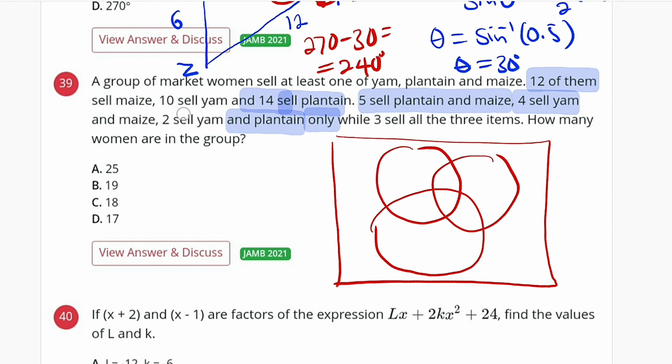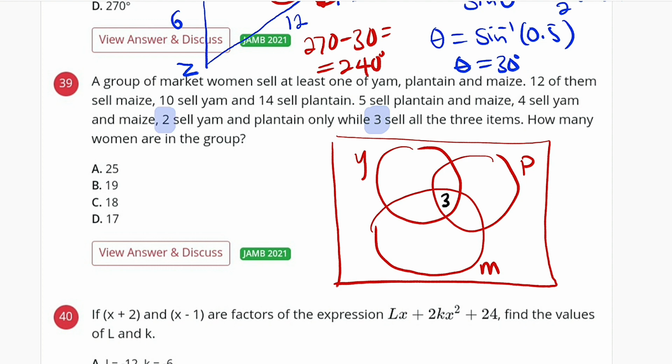So let me show you, because I realize we have only 3 categories of business here. We have those that sell yam, so let me call this Y. This is plantain, P. And the last one we have M for maize. So it is always recommended to start inputting the values from the last value. So the last one, we have 3. These 3 represent the number of women that sell all the 3 items. So we are going to make it the intersection between the 3 items here. So we have 3 here. So these 3 people sell all the 3 items, yam, plantain, and maize. Then we keep on coming backward.